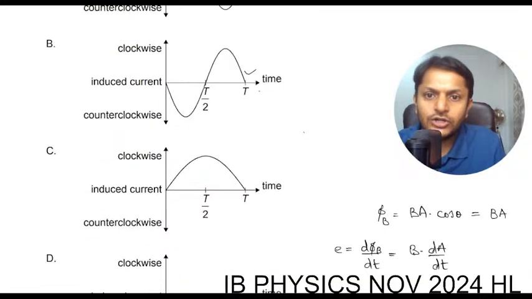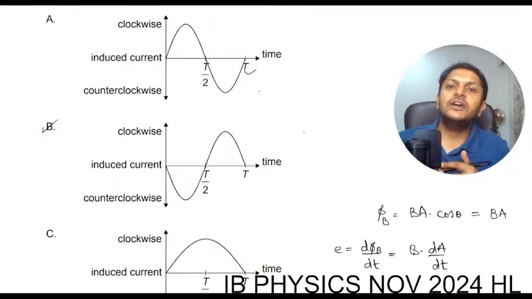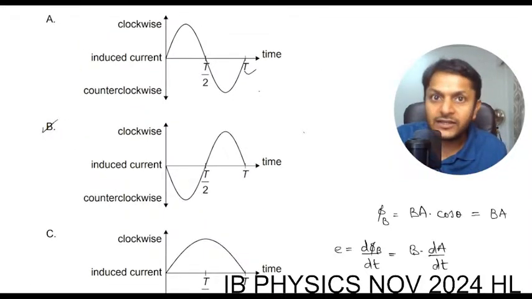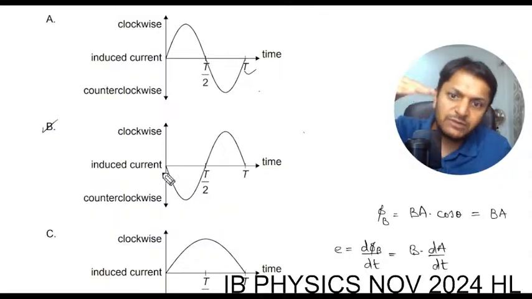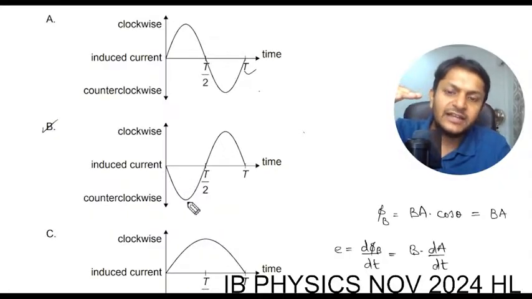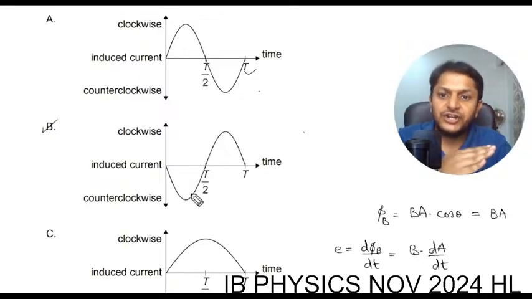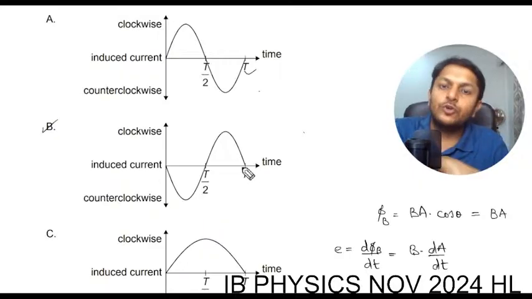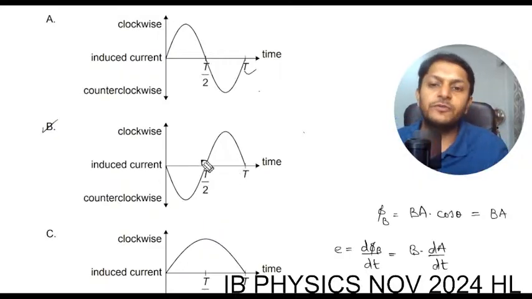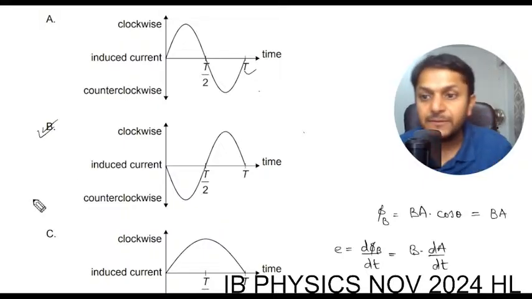And D is wrong, C is wrong. Option B is the only option that looks like negative sine theta, isn't it? So this is how we do it. Initially it is negative but increasing in magnitude. After that it becomes constant, but it is still negative, and then it starts reducing in value, becomes 0, and after that goes to the positive axis. So the answer for this question will be B.